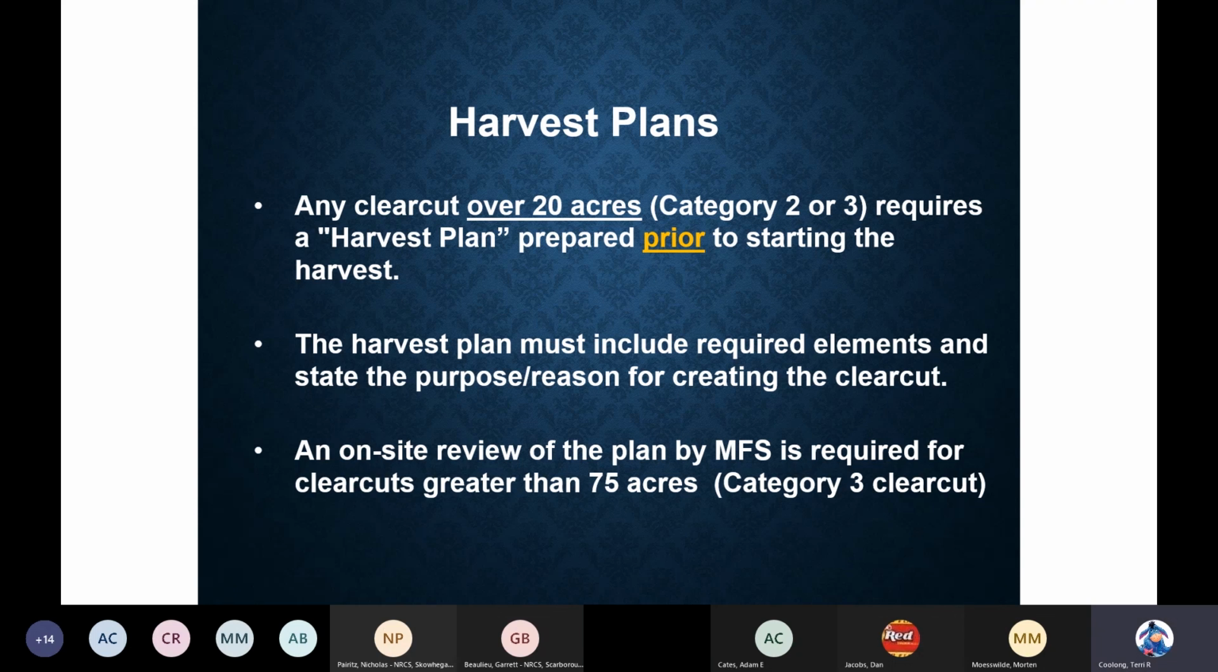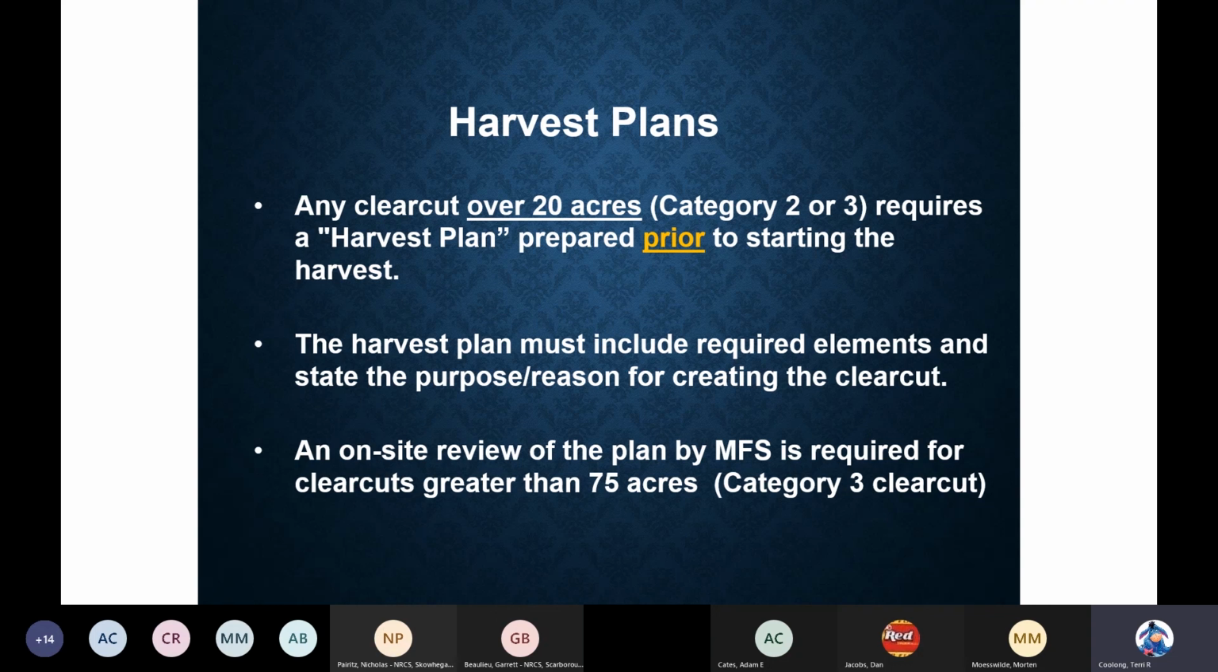For those category 2 and category 3 plans, you have to have a harvest plan that's prepared prior to starting the harvest. And it contains quite a number of different elements that are in the Chapter 20 rules. So if this is your first time doing a clear cut and it's a category 2 or 3, then you should look at the Chapter 20 rules and find out all of the things that are required in that clear cut. It has to also state the purpose for creating the clear cut, and there are really only 4 acceptable ways. I'll talk about those in a minute.